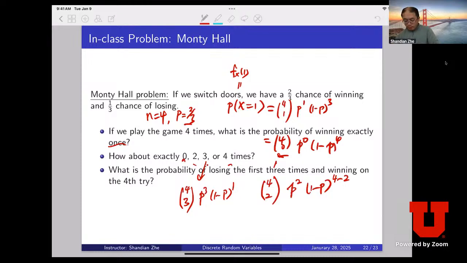The last one, if I look at what's the chance you win all 4 times, right? That's a little bit greedy, right? But there's still some chance, right? So you choose 4 out of 4, and p to the power of 4, 1 minus p to the power of 0, right? So what is 4 choose 4? It's still 1, right? Okay.